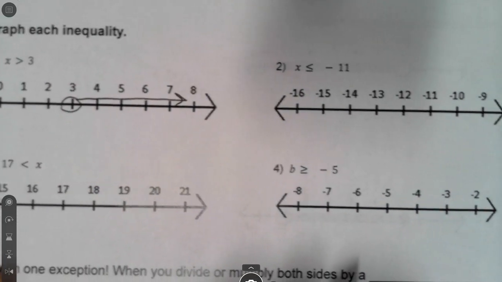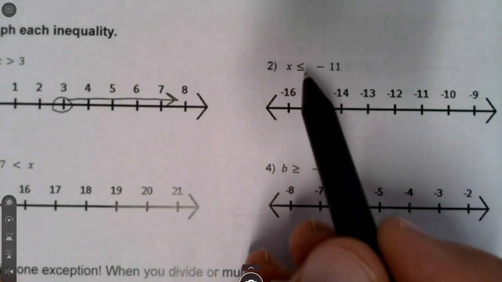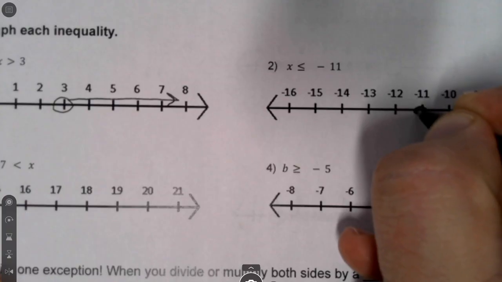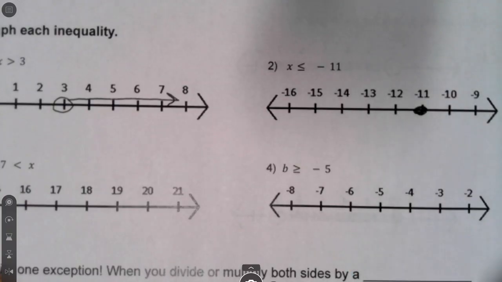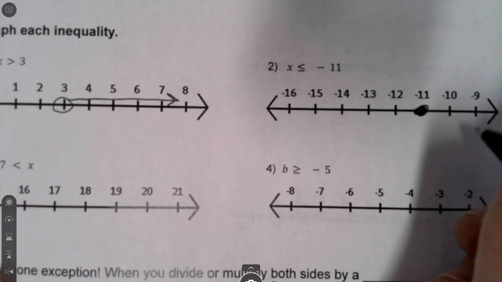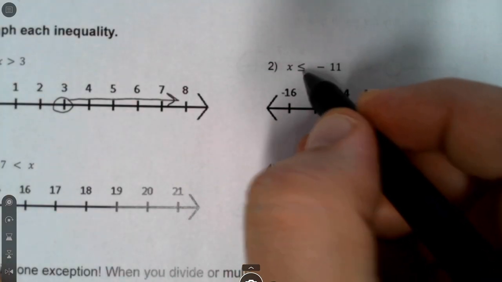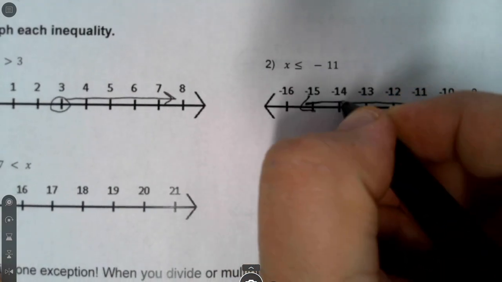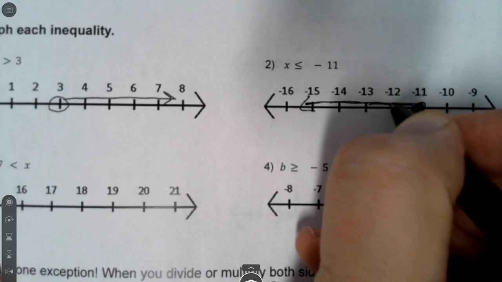X is less than or equal to negative 11. Since it says less than or equal to, I put a closed circle on negative 11. So I fill in that circle. It says less than, so I draw the arrow to the left.